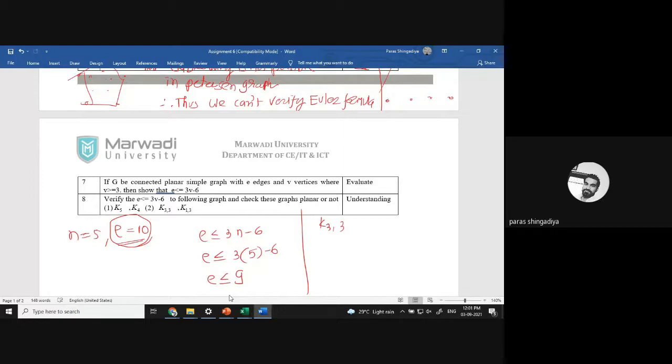As we know that K33 is non-planar, but if we check it by using this formula, how many edges are required to create the planar graph? Vertices are 6, so 3 into 6 minus 6. So E is less than or equal to 12 minus 6, and E is less than or equal to 6. Clear? So up to 6 edges you can create a planar graph using 6 vertices. And here we use 9 edges, so therefore it will be contradictory with it.